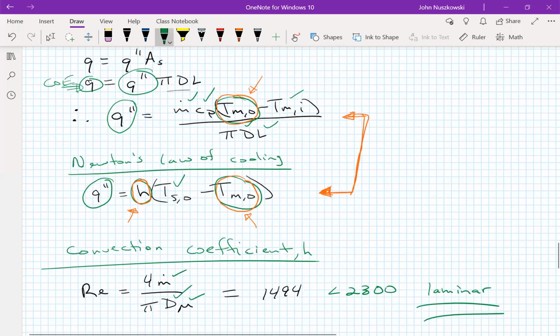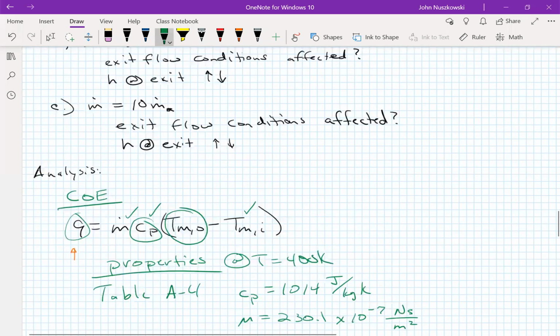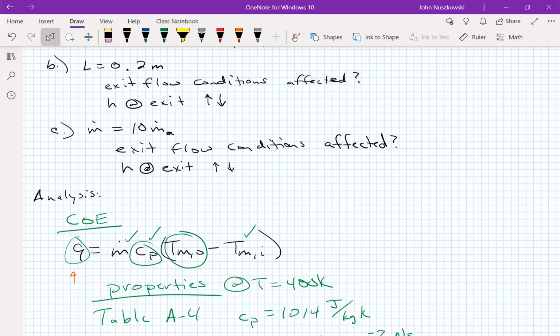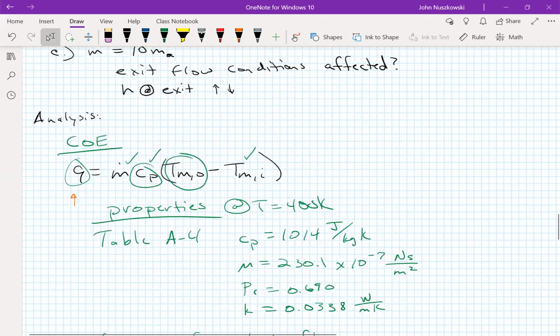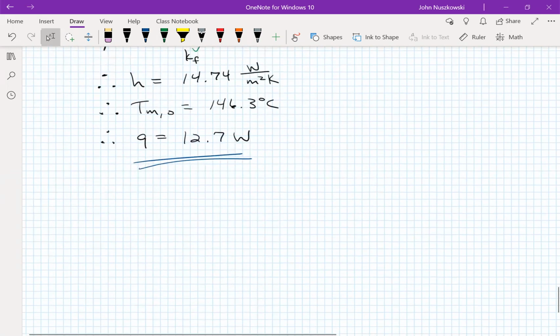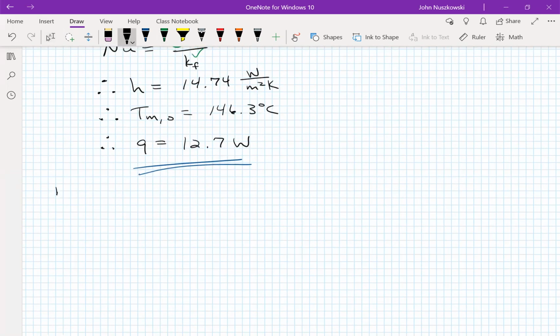All right, so part B is the length is now 0.2 meters. What happens with the exit flow conditions and how is the convection coefficient affected? Is it going up, down, or staying the same? Okay, so we have now part B, the length is 0.2 meters. We've got to figure out flow conditions.